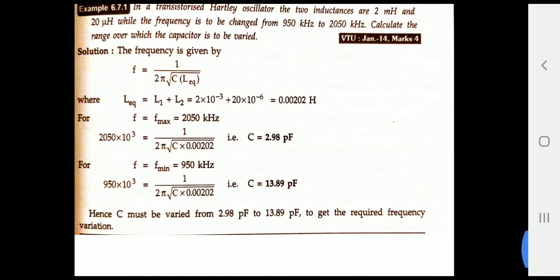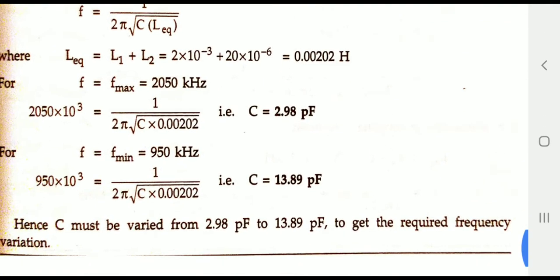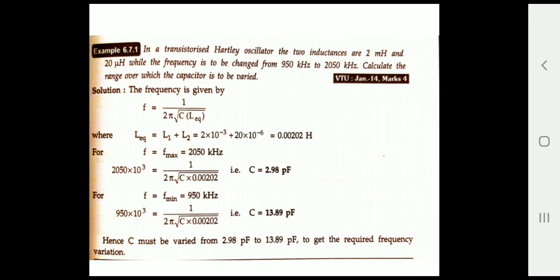First find the values with respect to the frequencies given, substituting in the same formula for the Hartley oscillator. Just go through this, you will understand. So the two capacitor values you found. Now the range starts from 2.9 picofarad to 13.89 picofarad because two frequency values are given. So like this we can solve the problems based on oscillators.